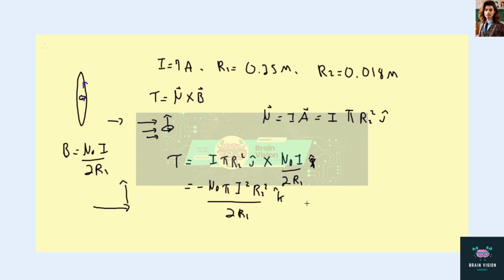So this is our total torque, and they give us the values for all these things. We know mu naught, I as 7 amps, and we have R2 and R1. If we plug in those values, we should get negative 1.3 times 10 to the minus 7th Newton meters in the k hat direction.